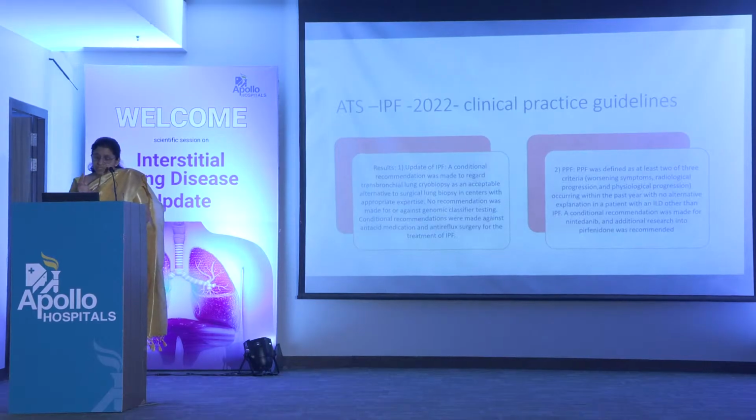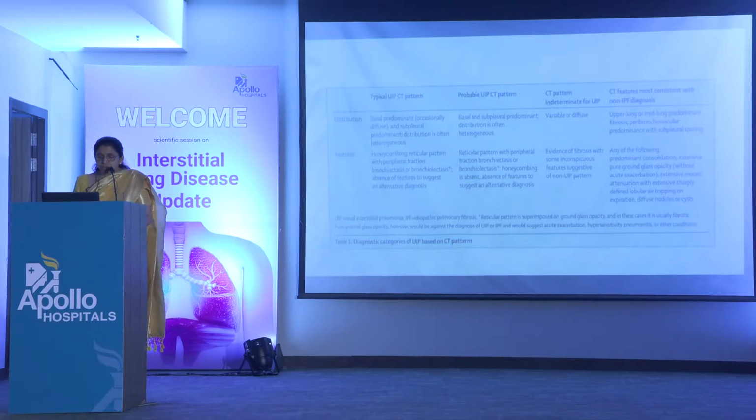Now in PPF as well, you can use nintedanib, one of the drugs which was being used for idiopathic pulmonary fibrosis. We'll come to the drugs in a little while. So we can also go for that. And pirfenidone also was studied in this subgroup of patients. So there was a new subgroup which was defined. What is progressive pulmonary fibrosis?